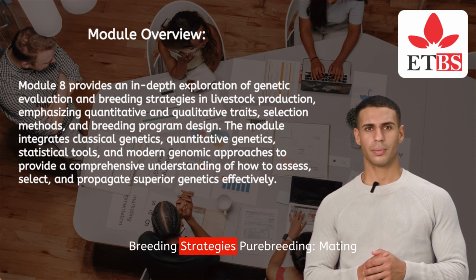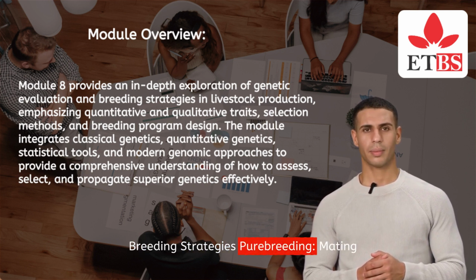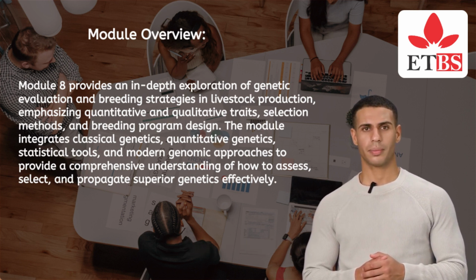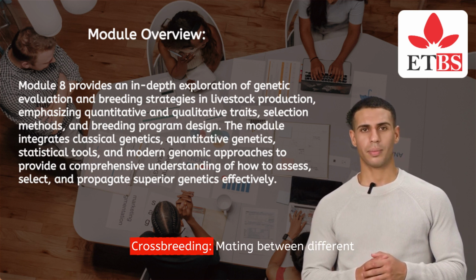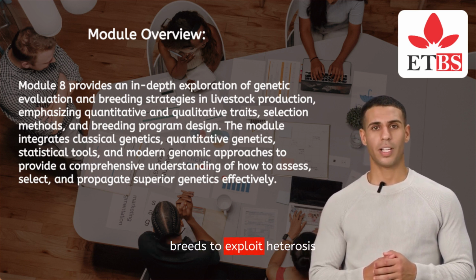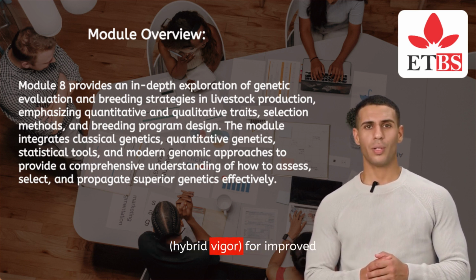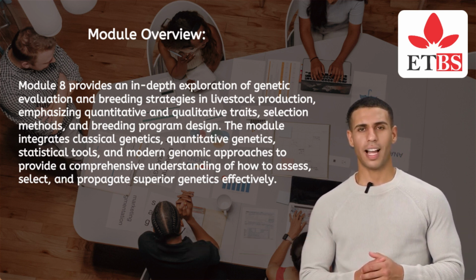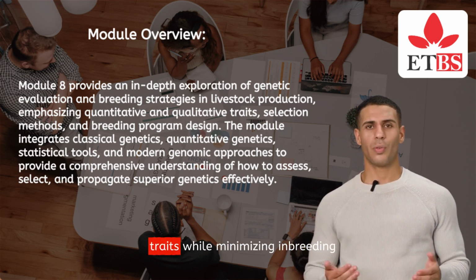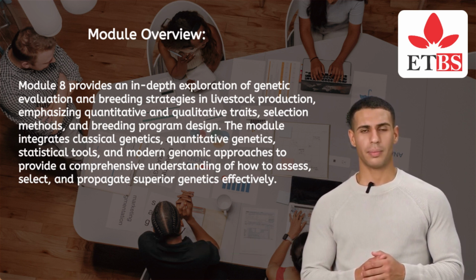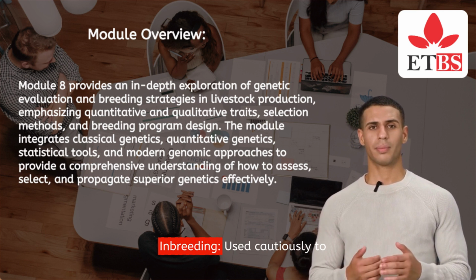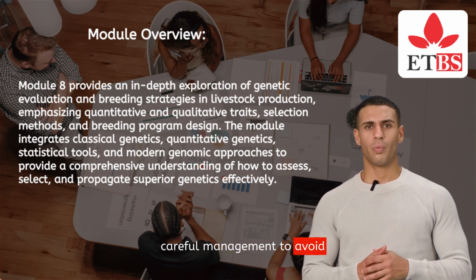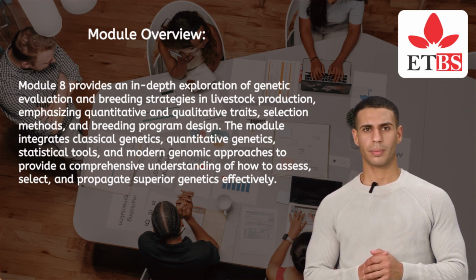Breeding strategies. Pure breeding, mating within a breed to maintain or enhance breed characteristics. Crossbreeding, mating between different breeds to exploit heterosis, hybrid vigor, for improved productivity. Linebreeding, mating of related animals to concentrate desirable traits while minimizing inbreeding risks. Inbreeding, used cautiously to fix traits but requires careful management to avoid inbreeding depression.